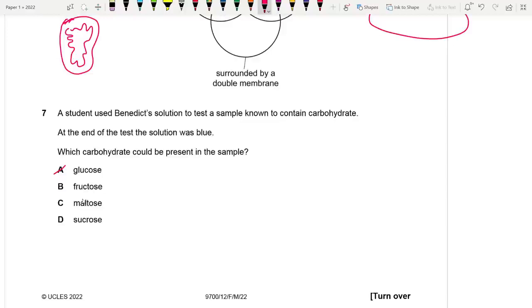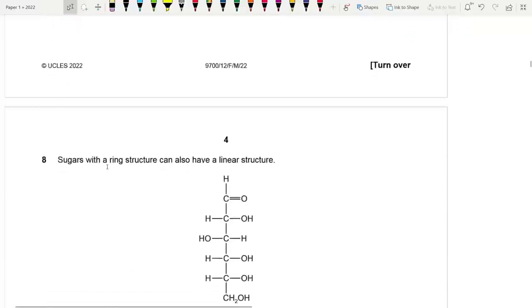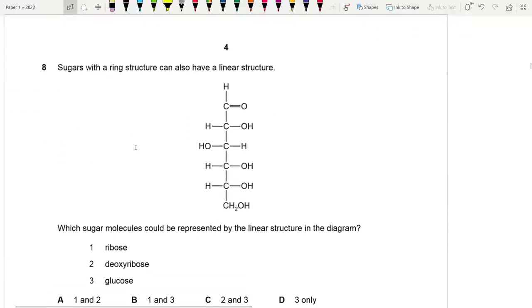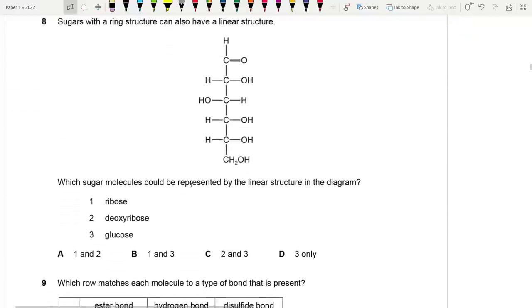And basically, what's the answer? It's clearly sucrose, right? It's a disaccharide which is not a reducing sugar. But all these three would give a positive test. For 8, sugars with a ring structure can also have a linear structure. Which sugar molecules could be represented by the linear structure in the diagram?